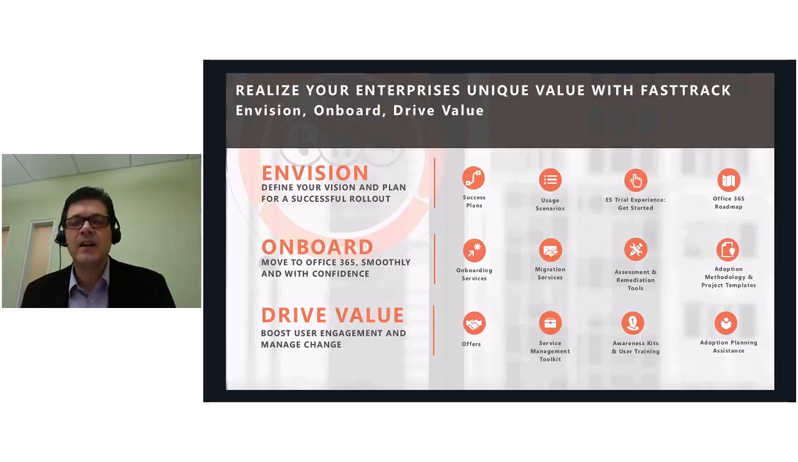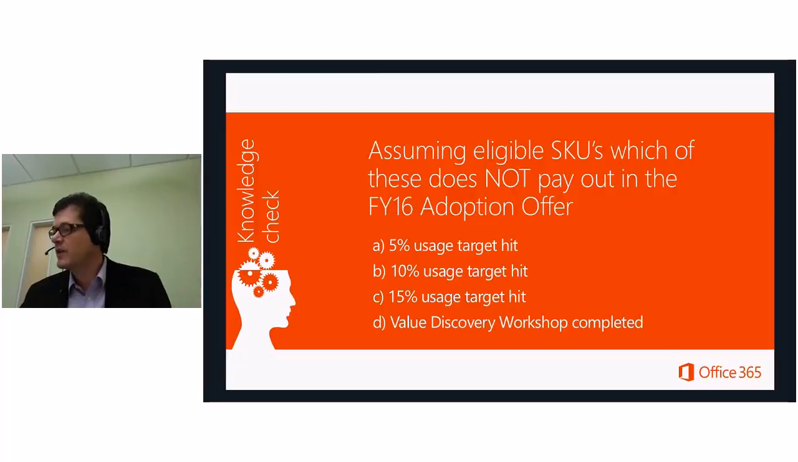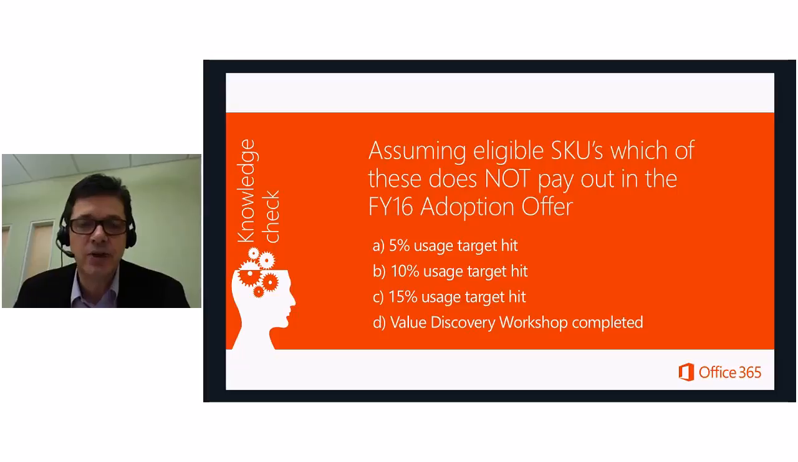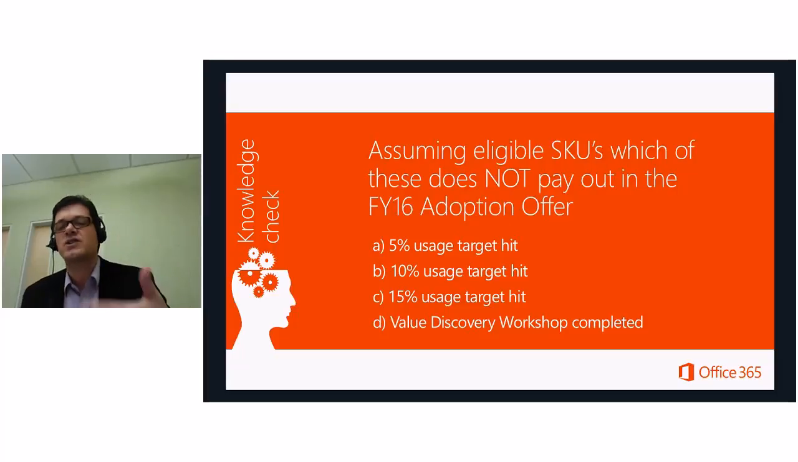So let me start with the next one. Michael, let's see how people are doing on their coffee here. So this is a bit of a double one. Assuming eligible SKUs, which eligible SKUs do not pay out on the FY16 adoption offer? The FY16 adoption offer is an offer where we reward, payout on usage. So which one of these is not a payout breakpoint? Anybody caring to guess on this one?